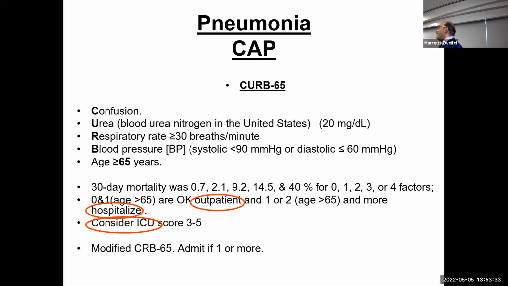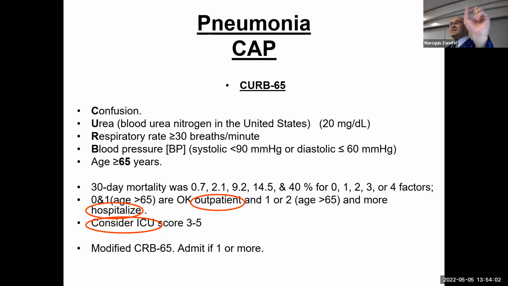So the 65, when you decide to use the CURB-65, we said better to use the pneumonia severity index. But if you decide to use that, 0 or 1, you treat outpatient. What's the 1? Only the 1 if it is the age. But any other 1 from the CURB, you admit. Make sense? If you have 3 or 4 or 5, probably you need ICU.